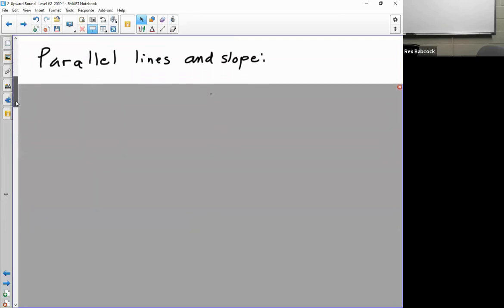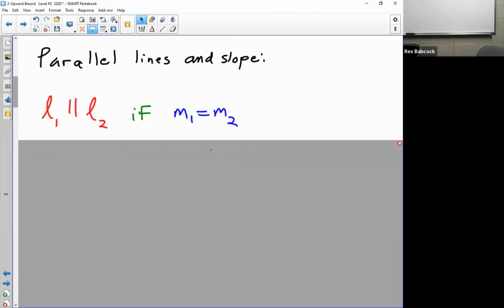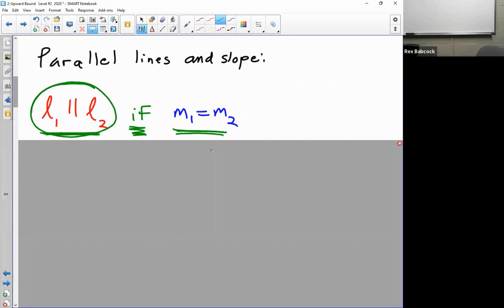First one is parallel lines and slope. By definition, if line one and line two are parallel, that means their slopes have to be equal. Many times we'll write a line with a script or a block L, and nearly always we write slope with M, since S is already used for something else in math and physics. So lines are parallel if slopes are equal, and if slopes are equal, lines are parallel. That goes both ways, and that's just the theorem that we ought to know in geometry.